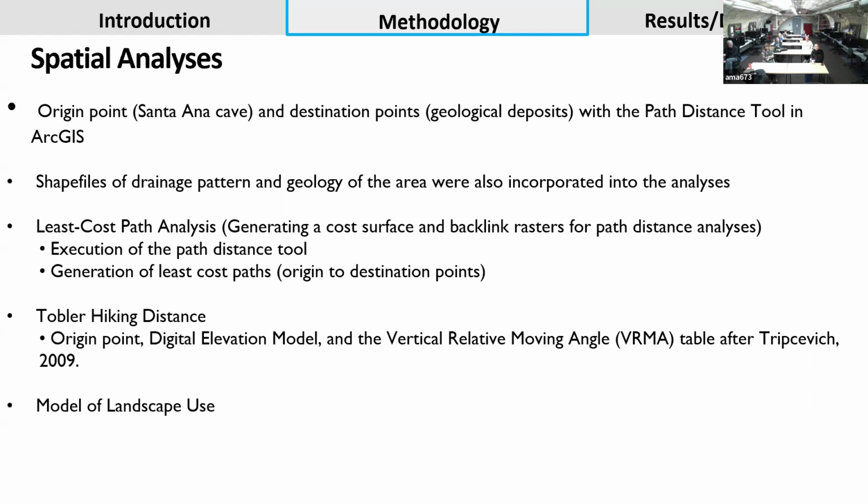Then I carried out a least cost path analysis to calculate the distance it would take from Santa Ana to all the various points on the landscape. Then I used Tobler's hiking function to calculate the time it would take to walk from Santa Ana to all the points on the landscape. Then I attempted a model of landscape use.